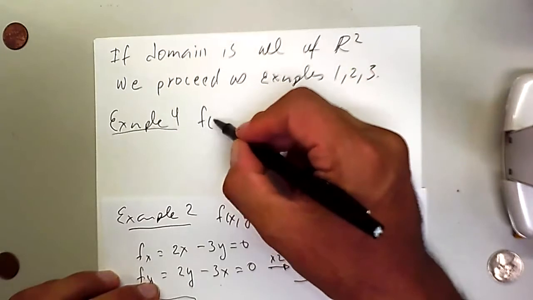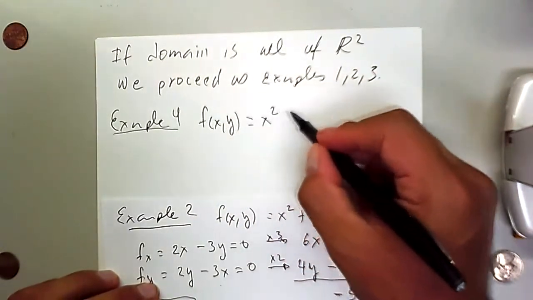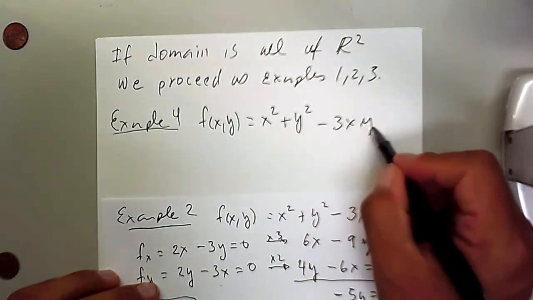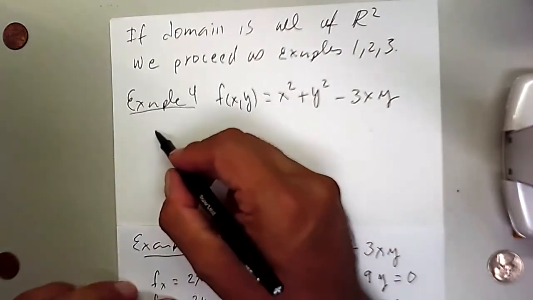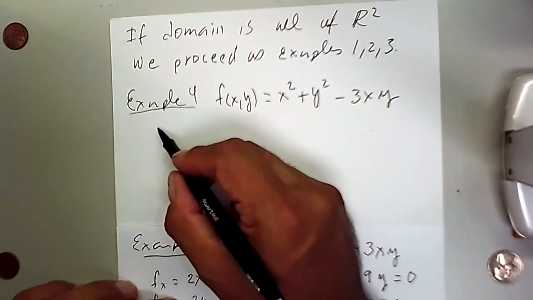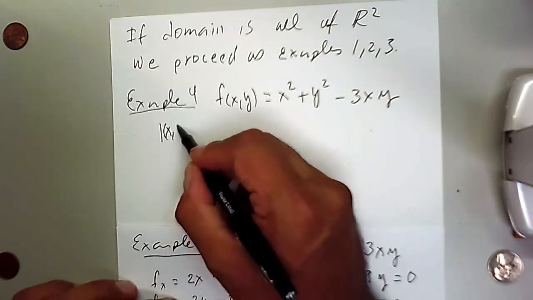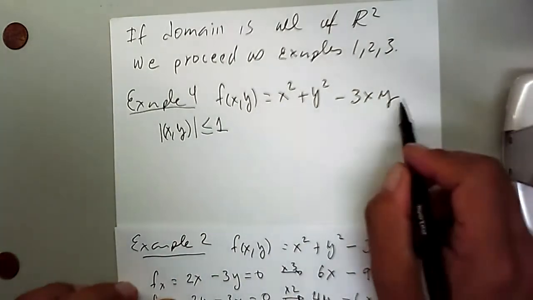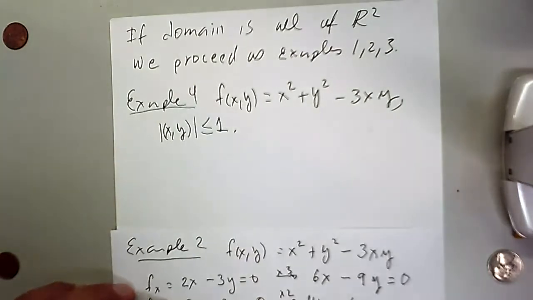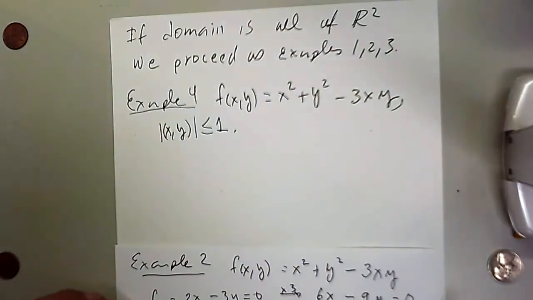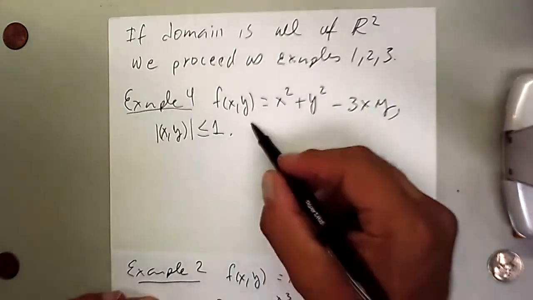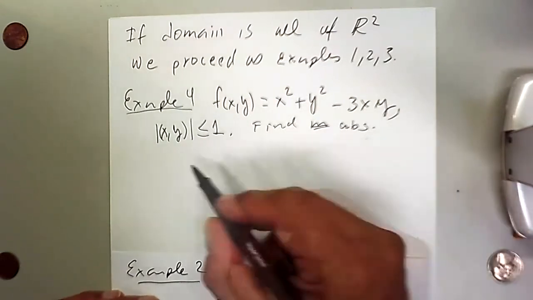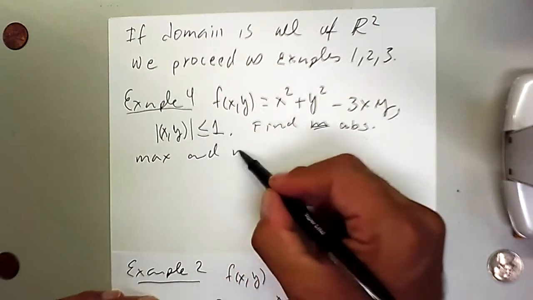So example 4 will be xy equals the same thing, which we already know has a saddle point at 0, 0, but we're going to add a restriction. We're going to add that the magnitude of xy has to be less than or equal to 1. So comma, and then this. So we want to find the absolute maximum and minimum in this situation.